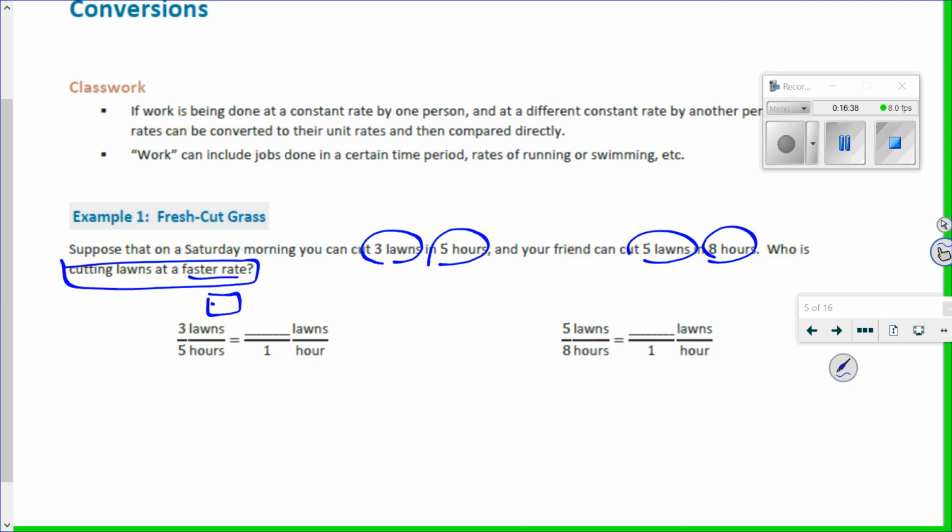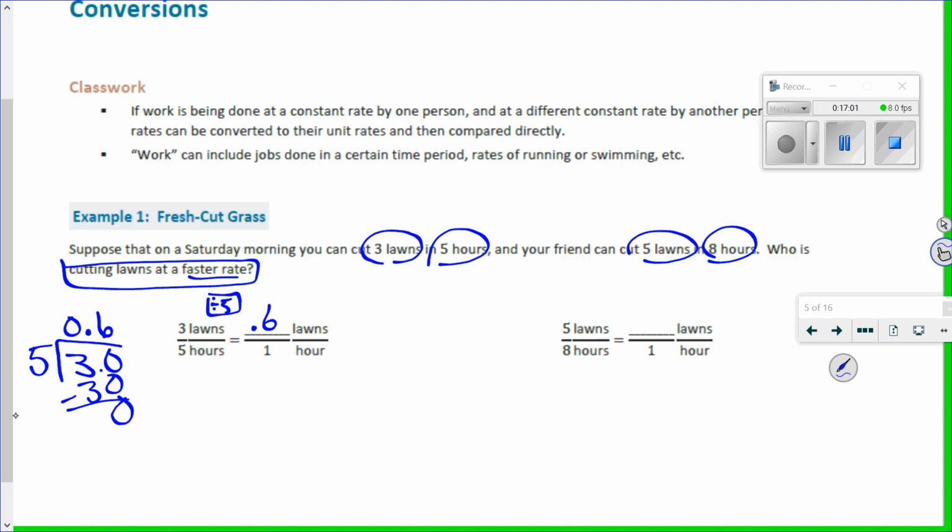Divide by 5. So what am I going to do to the 3? Divide by 5. So I take 3, divide by 5. It won't go into the 3, so I put a 0, bring up my decimal, add a 0, 5 goes into 30, 6 times. Subtract 30, I'm down to 0. So how many can you do? 6/10 of a lawn in 1 hour.